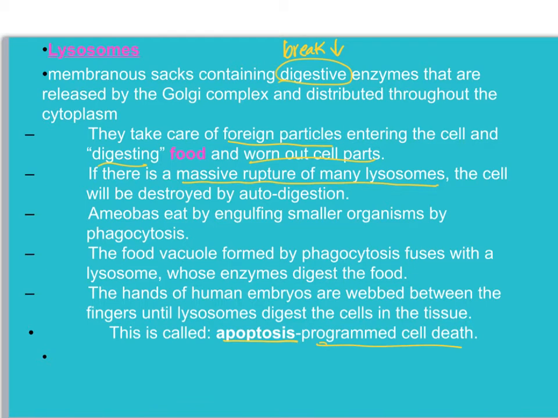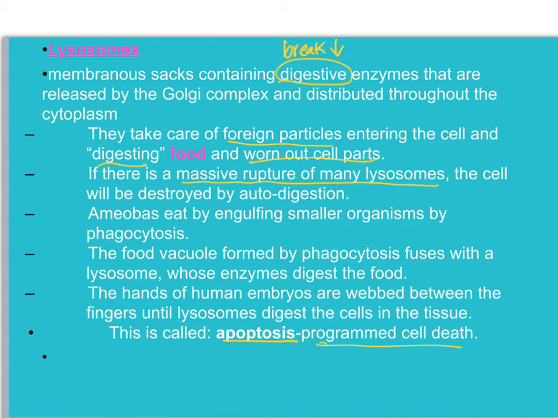Anyway, what was I saying? Okay, apoptosis. What happens with apoptosis is all the lysosomes in the cell basically rupture, and so they pretty much destroy the cell itself. So it's like an auto-digestion type thing.